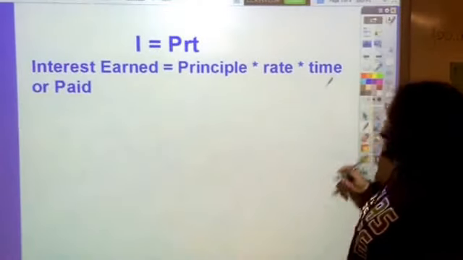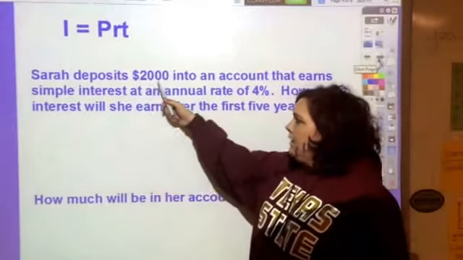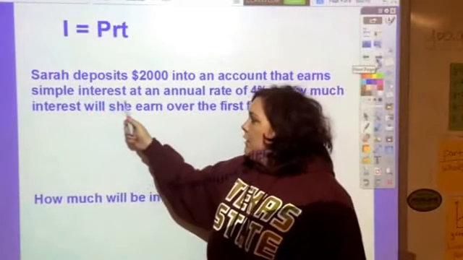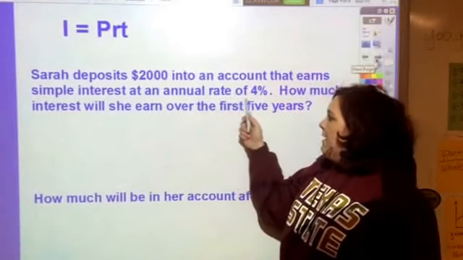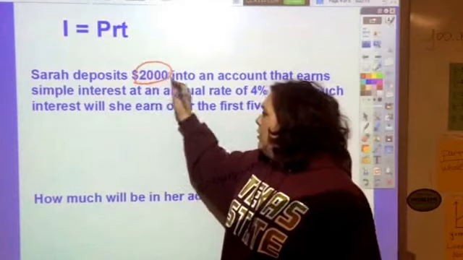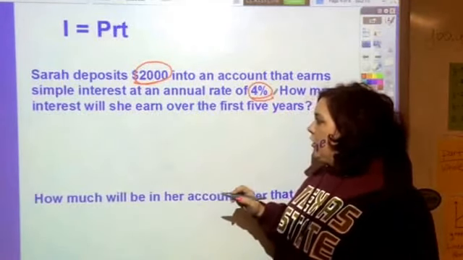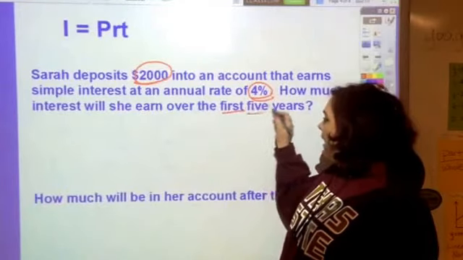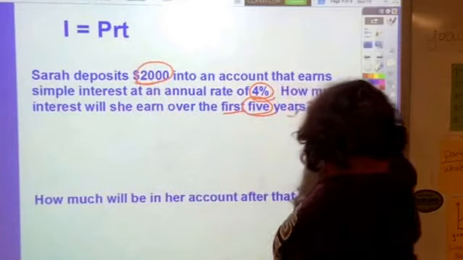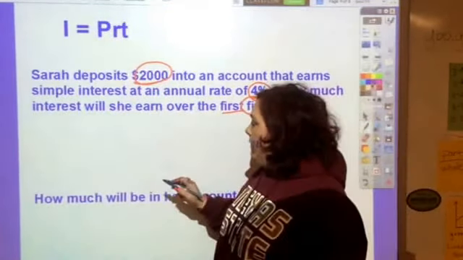So let's see what this looks like in a problem. It says Sarah deposits $2,000 into an account that earns simple interest at an annual rate of 4%. So the things I need to know are the $2,000 at 4%. How much interest will she earn over the first 5 years? Because I need to know the time. So I'm going to put this information into my formula.